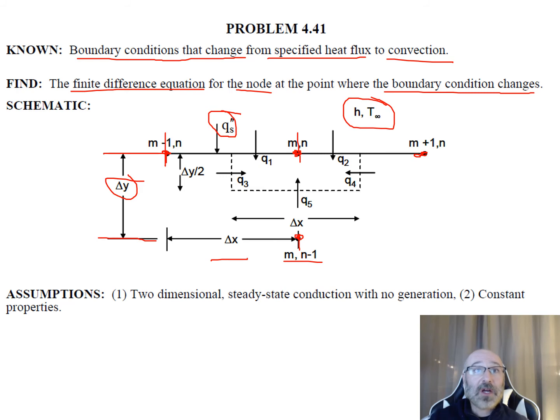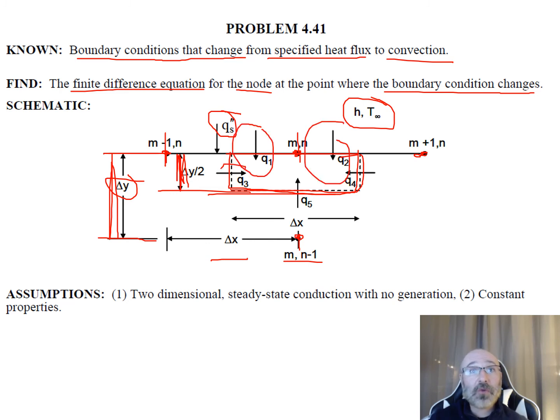Now looking at this, if we're going into this other node right here, there's our distance now of delta y over 2. So just half of that distance going down into there. But we have this whole distance right here. If we're looking at this bounding box right here, there's our delta x. So it has a bottom surface and a top surface of delta x, but it's got a height of delta y over 2, because that's half of this delta y distance between those nodes. Now we can see coming in, we have a q1, a q2, a q3, q4, and a q5 coming in to this area that we're interested in, surrounding our node m comma n.